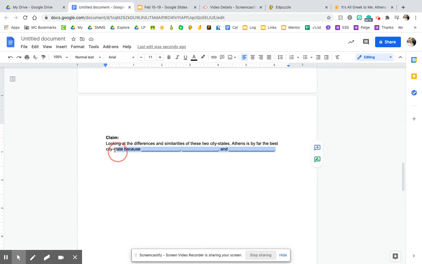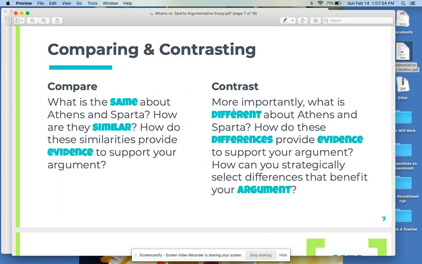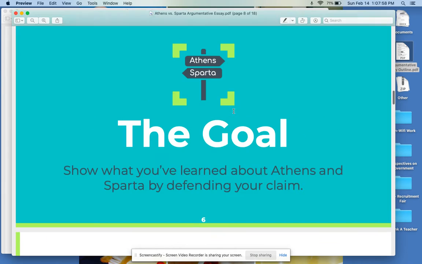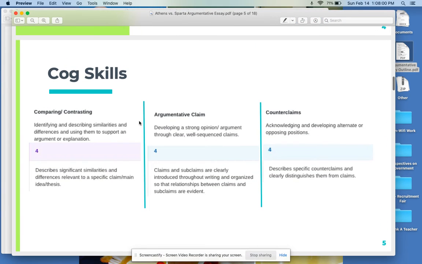But if you do not have some type of statement like that, then you're not going to get the cog skill of argumentative claim, okay? Because you are being scored on 3 cog skills, comparing and contrasting. I see supporting details that you know the difference between Sparta and Athens and some of their differences. Can you use information from your checkpoints? Yes, that's what they're there for.